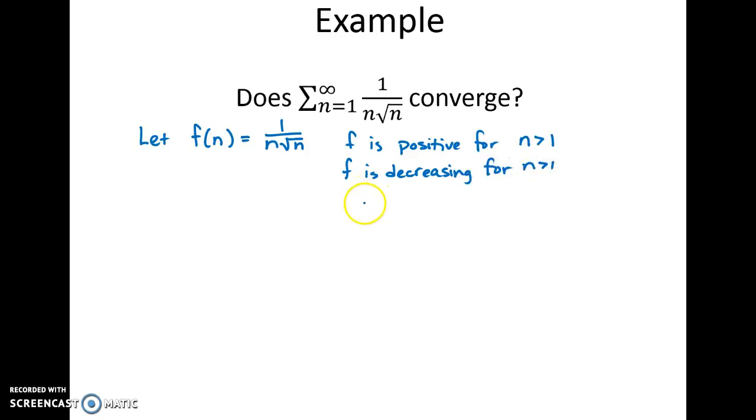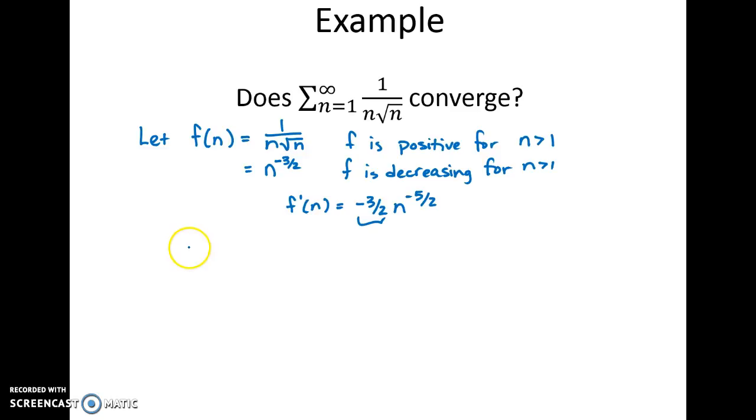And the way we would check that is we would check the derivative. So f prime of n would be, well, I'm going to rewrite this as n to the negative 3/2. So f prime of n would be negative 3/2 n to the negative 5/2, which is less than 0 for n greater than 1 because of this negative 3/2. So we just have to make sure that we have the hypothesis of the theorem, and we do. We've created a function that's positive and decreasing.